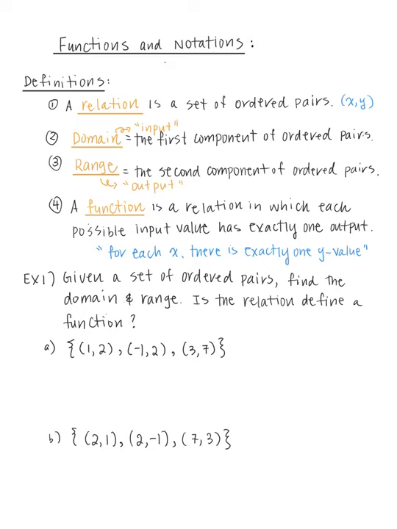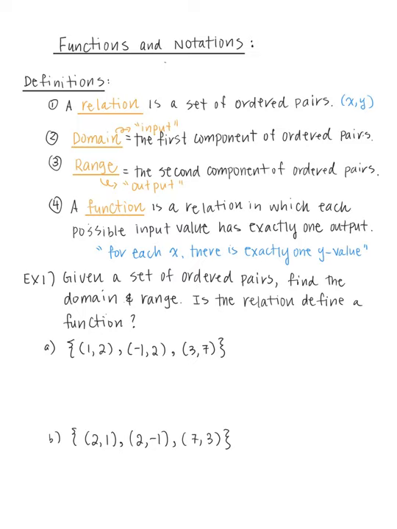So example 1, given a set of ordered pairs, find the domain and a range. Does the relation define a function? All right, so let's go with part A. Okay, so we're given 3 ordered pairs in a set, 1, 2, negative 1, 2, 3, 7. Now, let's do the easier one first. Let's go with the domain and a range.